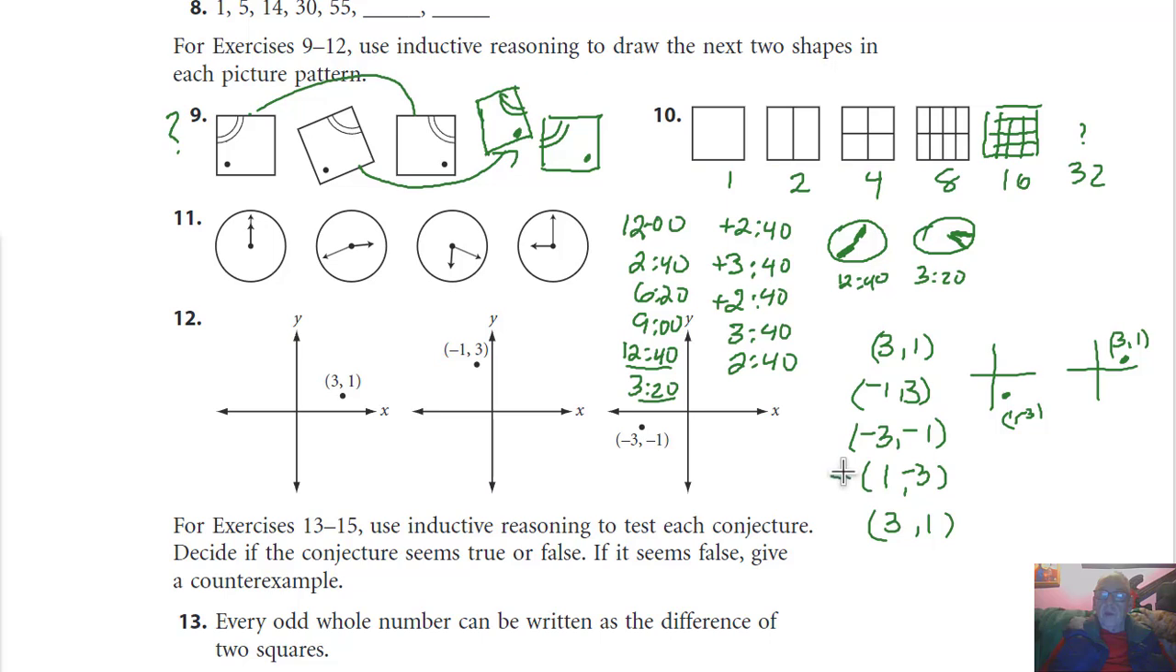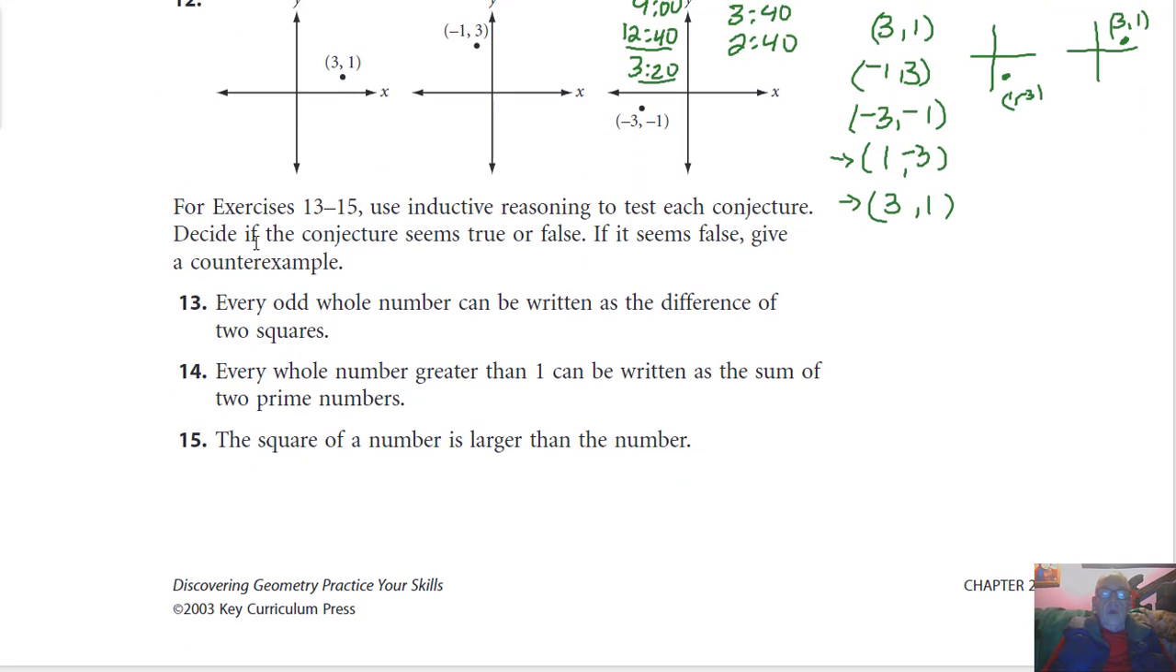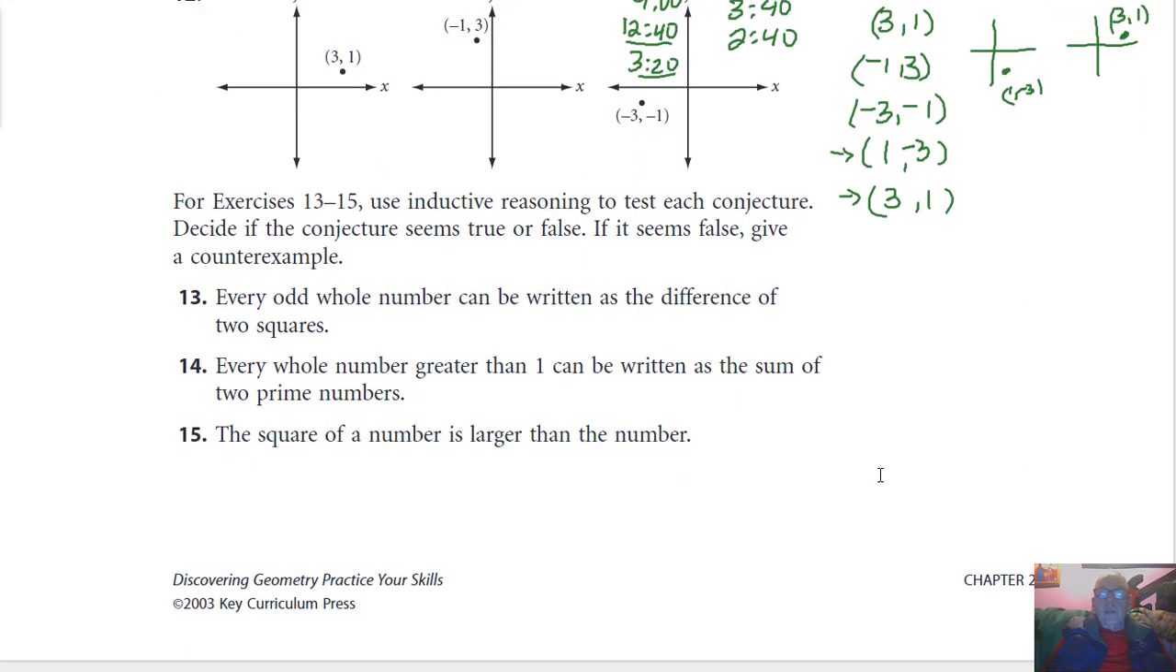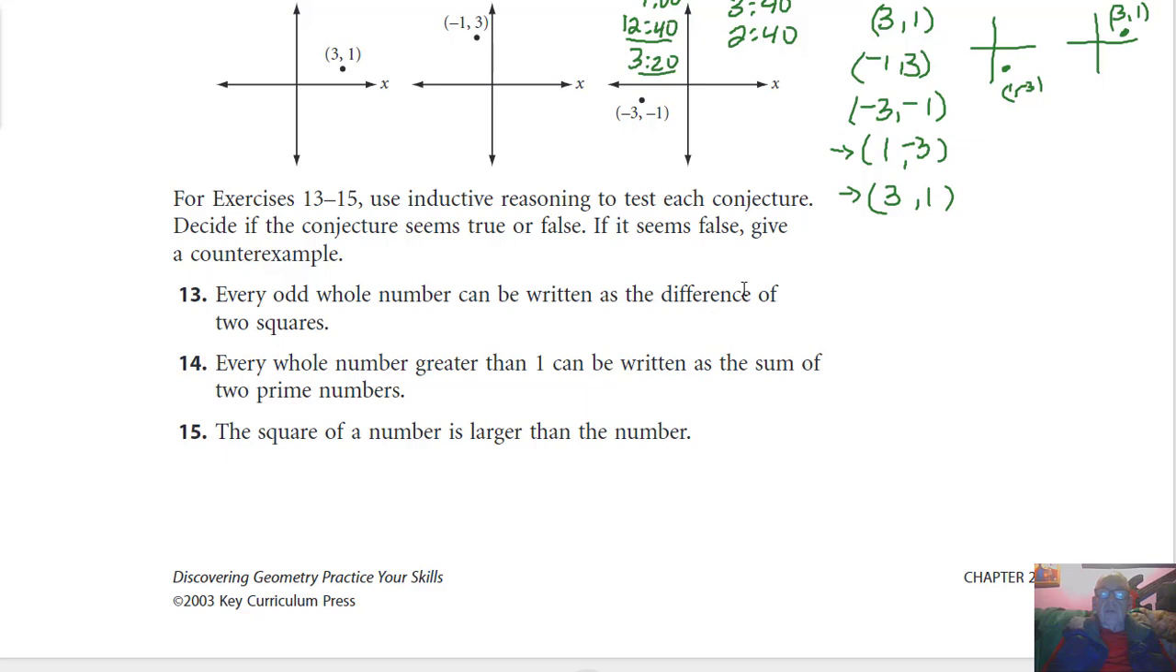So these are the two we need to define. Let's go down a little bit more. Use inductive reasoning to test each conjecture, decide if it seems true or false. If false, give a counterexample. So let's see what we got.